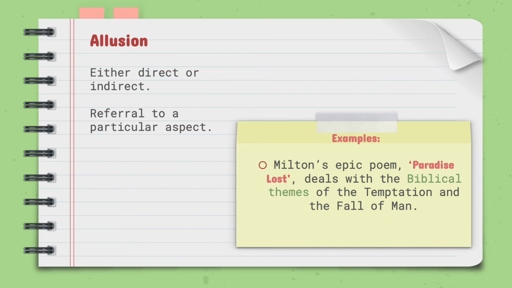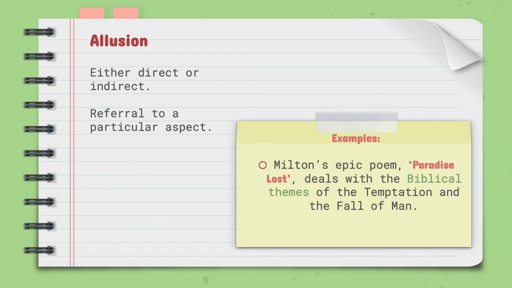Moving on to the last figure of speech for this video, and the last figure of speech in the comparisons category. This figure of speech is called allusion, not to be confused with the word illusion. This is allusion with an A. Allusion is either a direct or indirect referral to a particular aspect.